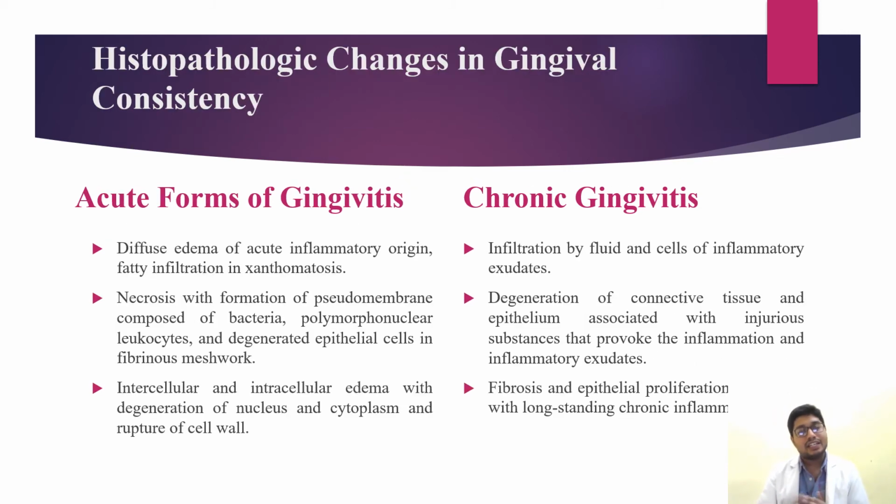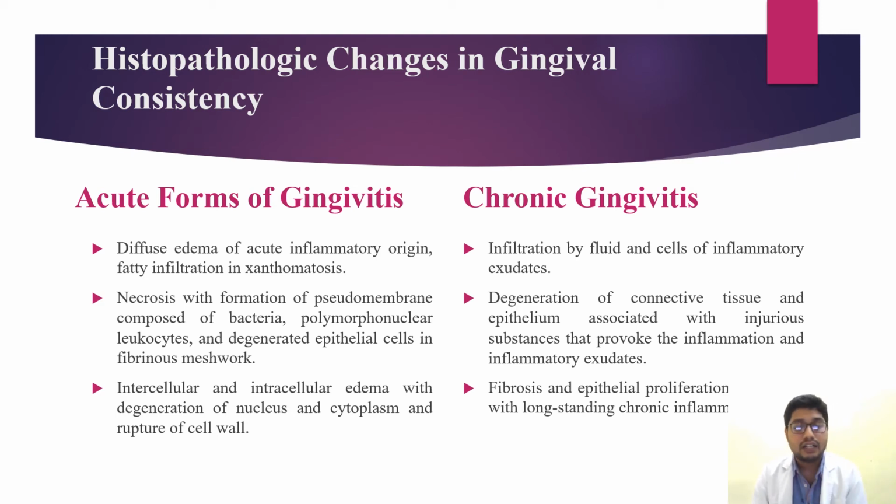And histopathologically, in acute forms, you can see a diffuse edema of acute inflammatory cells, that is eosinophils and neutrophils, and those are all the acute inflammatory origins. And the fatty infiltration in xanthomatosis you can also see. Necrosis with formation of pseudomembrane composed of bacteria, polymorphonuclear leukocytes, and degenerated epithelial cells in the fibrinous meshwork.